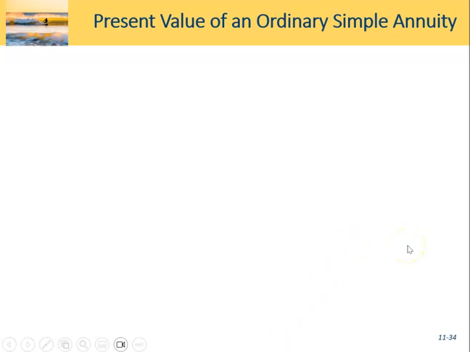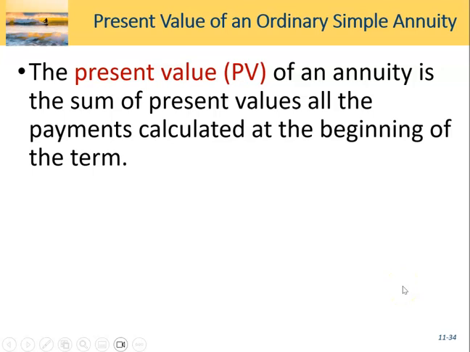So that's the future value. If we start with 0 and build, we get a future value. Now, looking at the present value of an ordinary simple annuity. Ordinary simple means that the payments are due at the end of the month. We want to figure out what the present value needs to be. If we know what the future value is, we want to figure out the present value. So the present value of an annuity is the sum of present values of all the payments calculated at the beginning of the term.